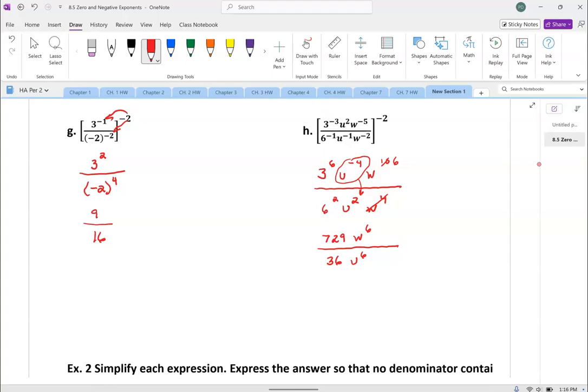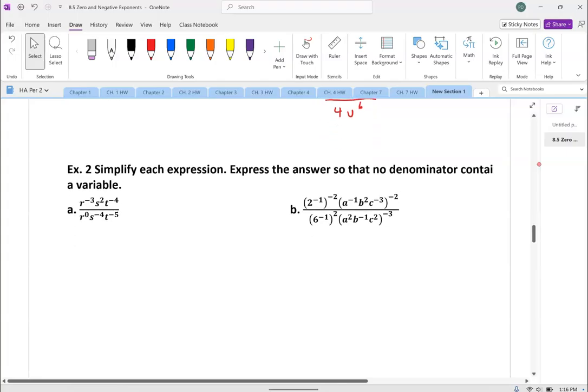Now the problem's reducing 729 over 36. Honestly, I would use my calculator, type it in as a fraction, and then reduce it. You actually get 81 over 4. So it's 81 w to the 6th over 4 u to the 6th. Cool. All right, so we got 2 more. They're kind of gross, but I think we can handle them. And then we're going to kind of call it a day for today.